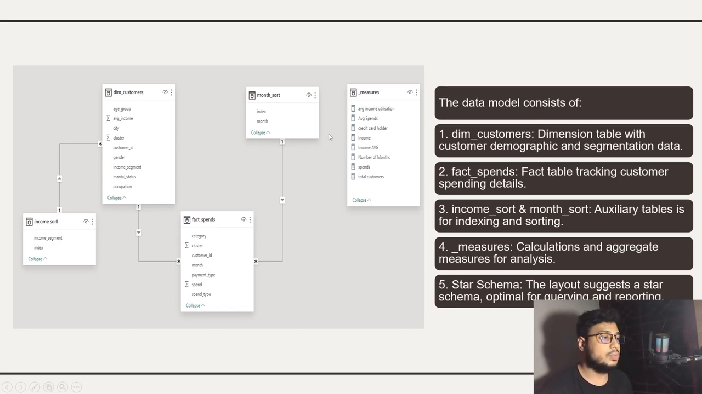So this is why we are also including a dimension table, and that will help with the sorting of month. And this is our measure table. We generated different index measures like average income, utilization, income, that is sum of average income, income average, that is average of all the income, number of months, total customers, total spend.